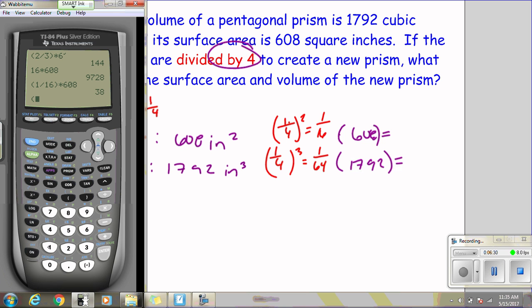For the volume, it's 1 over 64 times the original volume, 1792.